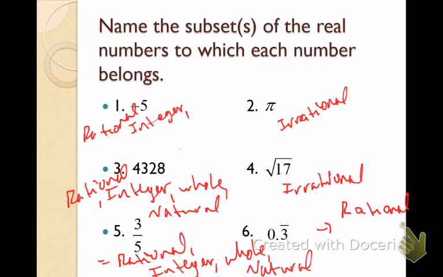Right? 3/5 definitely fits into the rational numbers, but it is not an integer. It's not a whole number, and it's not a natural number. It's just rational. The same thing with 0.3 repeating. We can write it as a fraction, but it's not going to be an integer, a natural number, or a whole number. Okay? We can work our way up, we just can't work our way down. So I apologize, make sure you get that fixed in your head.